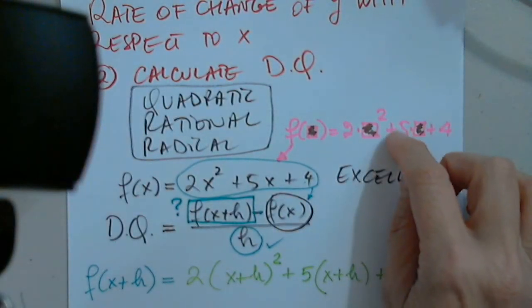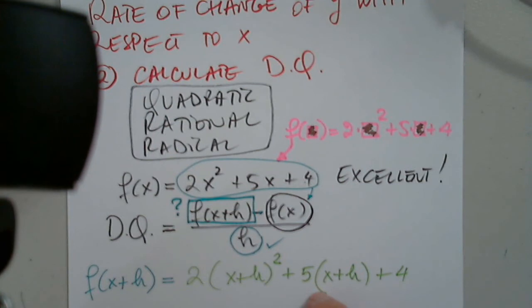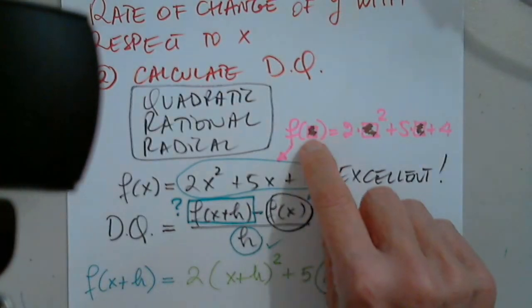Do you understand from here how we got to here? You just substitute the x's for x plus h in the equation. Exactly. Who was that? Natalie? Yes, of course. Yes, this is now my x.